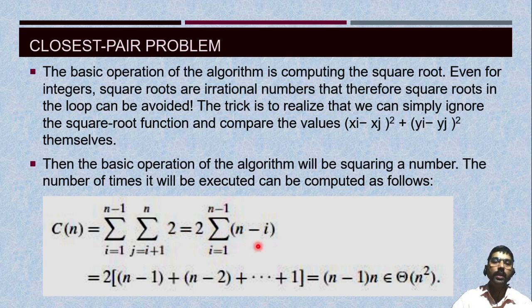The meaning of this summation is n minus 1, plus n minus 2, plus and so on up to 1. When you solve this, it's a series of values, which is n minus 1 into n divided by 2. The 2 in the denominator is cancelled with this 2. You get n minus 1 times n, which is theta of n square. The order of growth is theta n square.